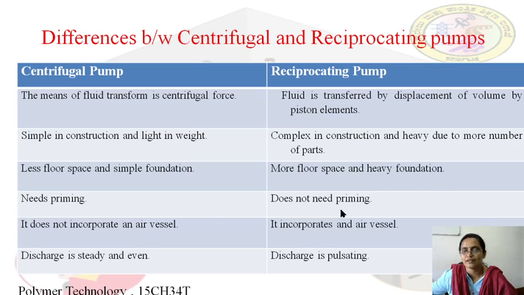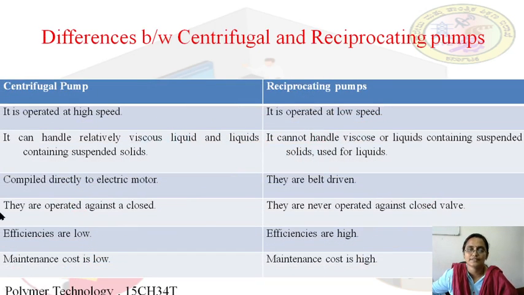A centrifugal pump needs priming. A reciprocating pump does not need priming. A centrifugal pump does not incorporate an air vessel. A reciprocating pump incorporates an air vessel. In a centrifugal pump, discharge is steady and even. In a reciprocating pump, discharge is pulsating. A centrifugal pump is operated at high speed while a reciprocating pump is operated at low speed. A centrifugal pump can handle viscous fluids and liquids containing suspended solids. A reciprocating pump cannot handle viscous liquids or liquids with suspended solids. Centrifugal pumps are coupled directly to the electric motor; reciprocating pumps are belt driven. A centrifugal pump can be operated against a closed valve. Reciprocating pumps are never operated against a closed valve.